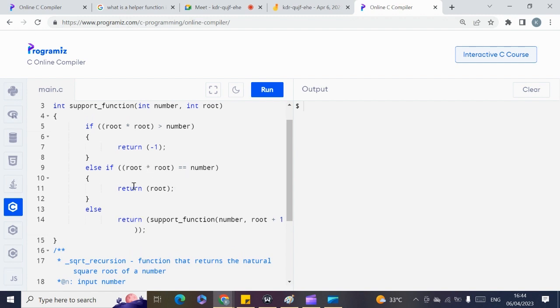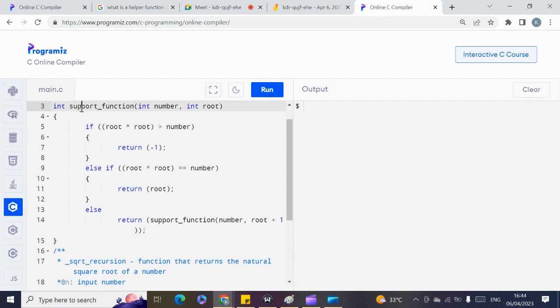Now, what about the other side? This is where we start incrementing. We can equally say root plus plus, but I prefer using this one. I think root plus plus will also work. But because I want to call this function recursively, once it is called recursively, this will automatically be increased.